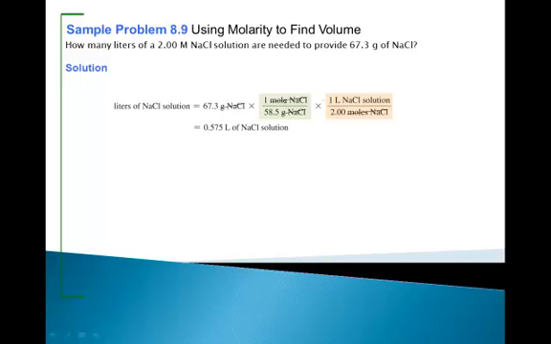And since I had moles here, I need moles on the bottom to cancel, so I'm going to use this as my conversion factor. So my grams cancel, my moles cancel. I'm going to take 67.3 times 1 and divide by 58.5 and 2. This one has 3 significant figures, this one has 3, so my answer has 3, and that's going to tell me how many liters I would need of solution.